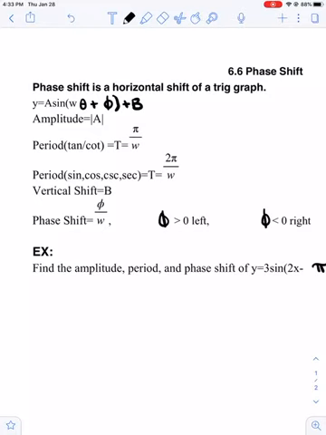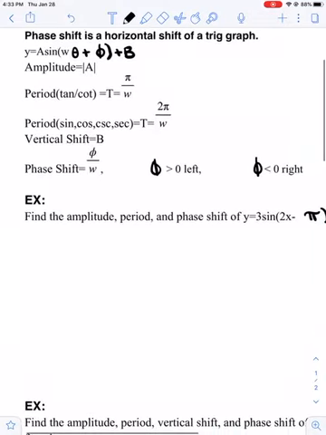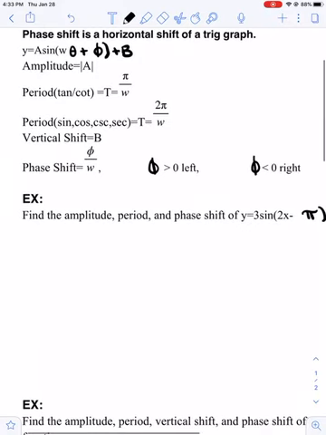And if phi is a positive number, you're going to move it to the left. And if it's a negative number, you're going to move it to the right. So let's practice graphing one of these. In this first example, we have an amplitude of 3, so the absolute value of 3 equals 3, which is our a. Our w equals 2.